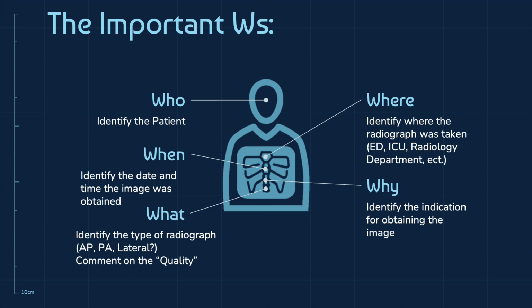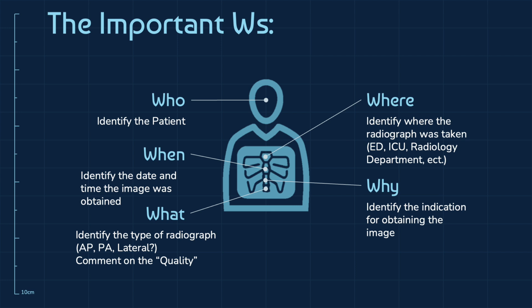Now, one of the first and most important things you must do when you approach a chest x-ray is taking a couple of seconds and asking some important questions that you can remember with the 5 W's. Like who? Whose x-ray are you looking at? Make sure you identify the patient with their URN and name to confirm that it's the correct one. Next is when. When was this chest x-ray taken? It's very important to note the date so you can compare chest x-rays from previous and new and see if there are any changes.